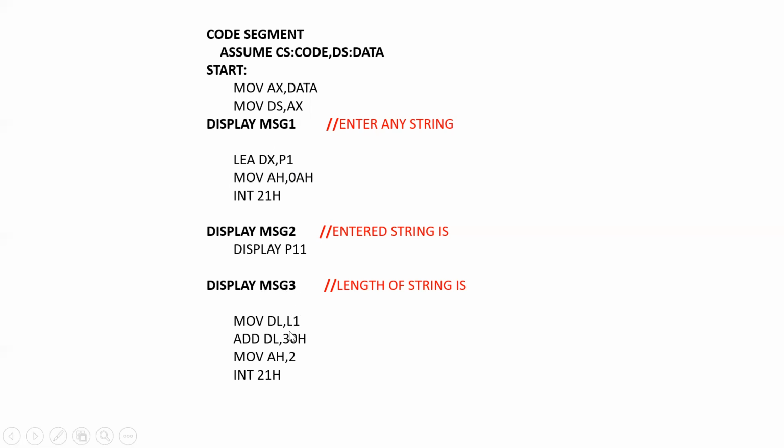So the value of L1, that is again a variable, is directly loaded into the DL register. You are adding 30H. Why 30H? We are working on ASCII values. Each character from the string is converted into a binary number, and the binary number is converted into the ASCII code. That's why we are adding 30H to it. Again moving to AH, and again an interrupt signal is fired to display the length of the string.